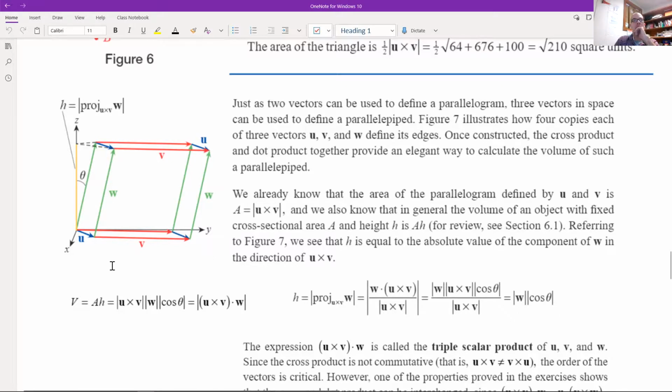And so, how this works out is the area of the parallelogram gets covered by the magnitude of U cross V, and then the height gets covered by W times the cosine of theta, where theta is measured between W and the cross product. And you get this cool thing called the triple scalar product.